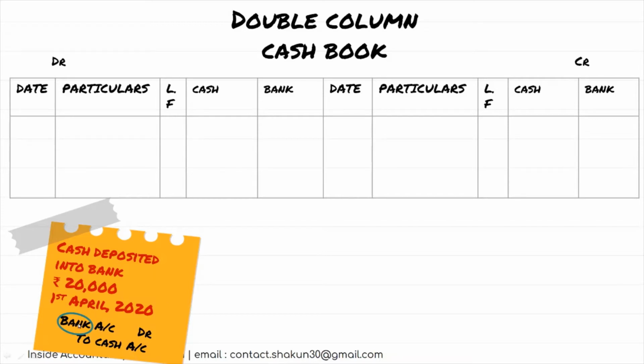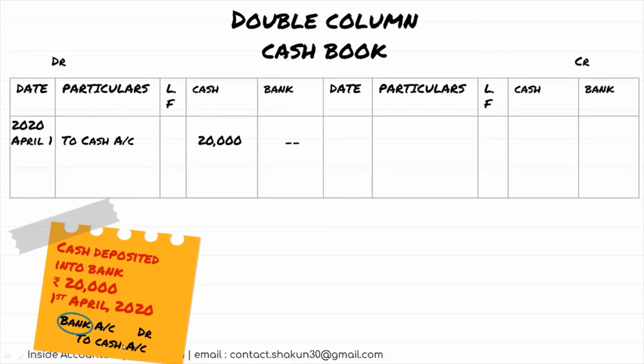Now, let's take a look at it one by one. First, bank. Since it is a double column cash book, bank has to be recorded. So, bank is debited in the name of cash. So, on the debit side, we write to cash 20,000 under the bank column. Okay, so bank had to be debited. Therefore, on the debit side, we write the name of the opposite account, that is cash, but the amount is written under the cash column.